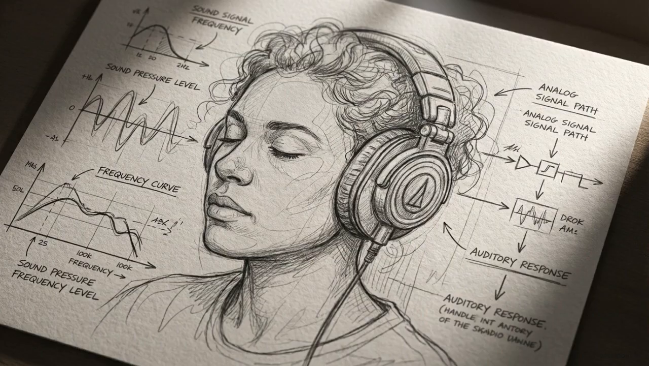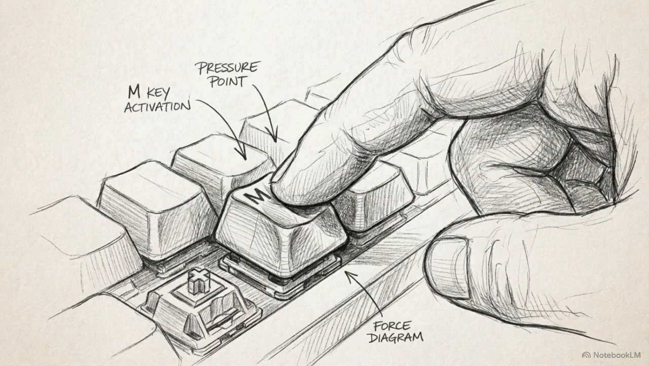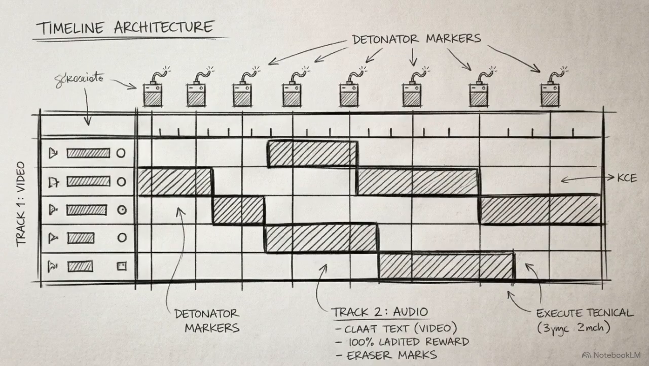Now we listen through the track and map out our grid. Every time we hear a heavy bass drop, we tap the M key to drop a timeline marker. These markers dictate exactly where our visual effects will detonate.